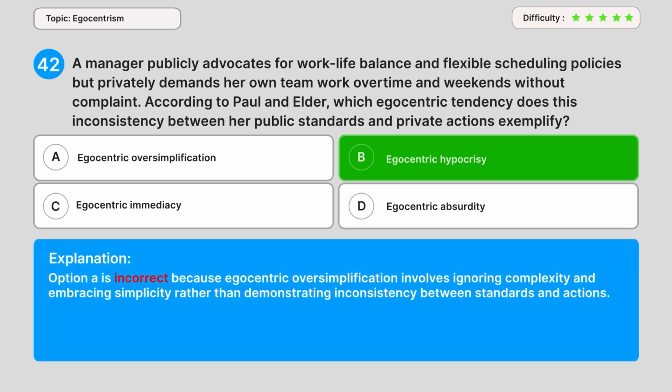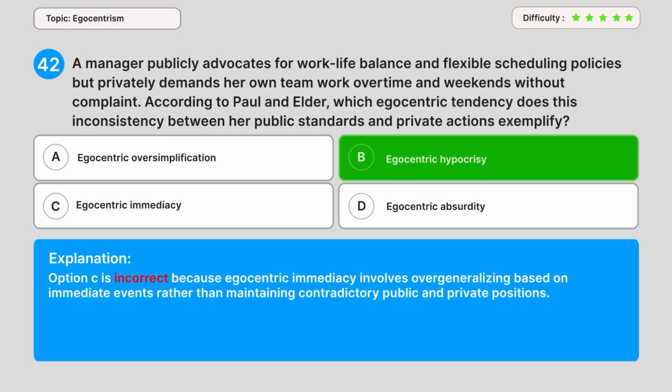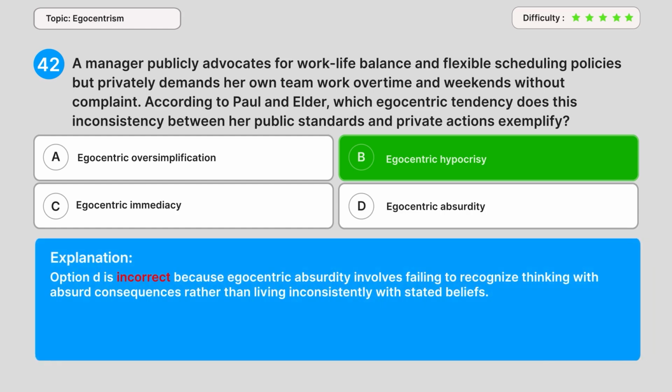Option A is incorrect because egocentric oversimplification involves ignoring complexity and embracing simplicity rather than demonstrating inconsistency between standards and actions. Option C is incorrect because egocentric immediacy involves overgeneralizing based on immediate events rather than maintaining contradictory public and private positions. Option D is incorrect because egocentric absurdity involves failing to recognize thinking with absurd consequences rather than living inconsistently with stated beliefs.